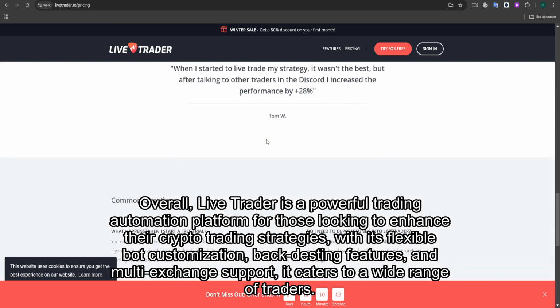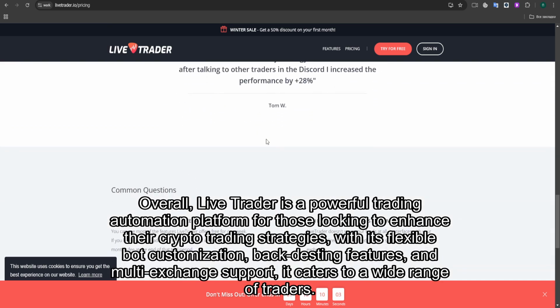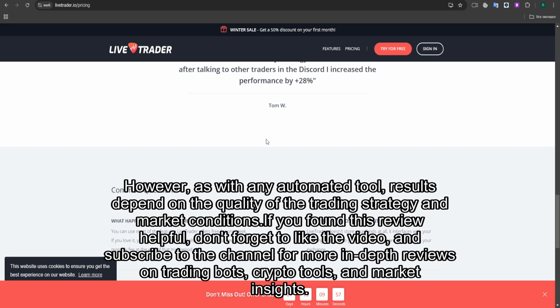Overall, LiveTrader is a powerful trading automation platform for those looking to enhance their crypto trading strategies. With its flexible bot customization, backtesting features, and multi-exchange support, it caters to a wide range of traders. However, as with any automated tool, results depend on the quality of the trading strategy and market conditions.